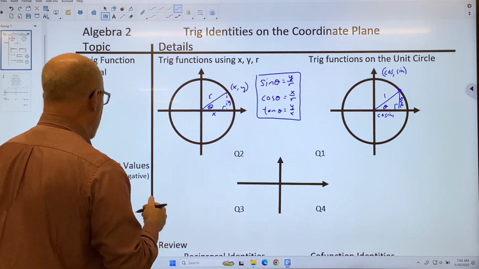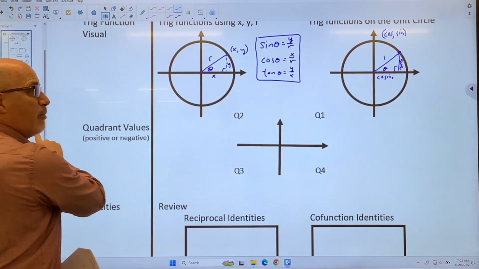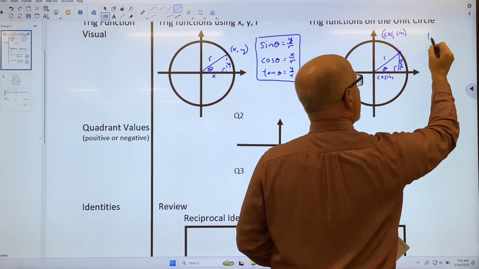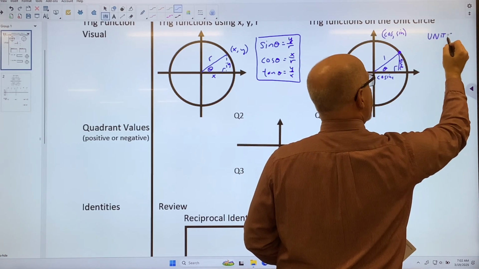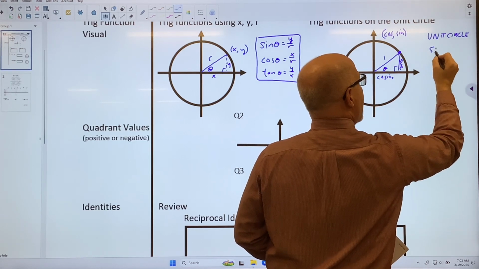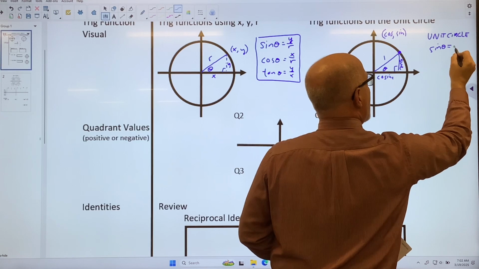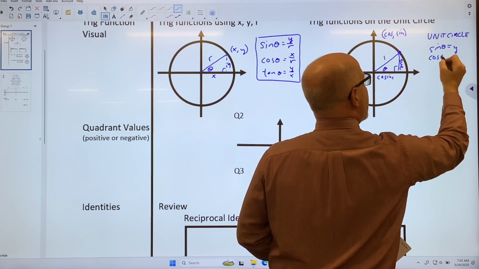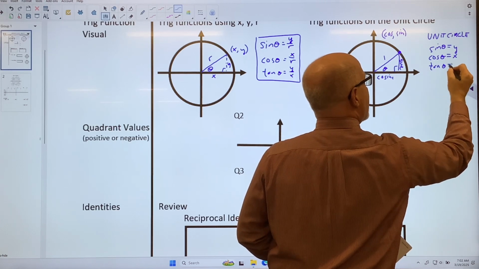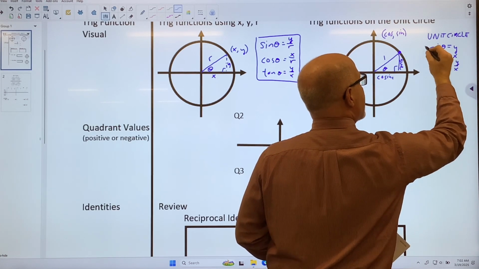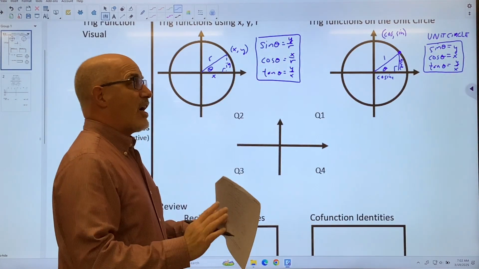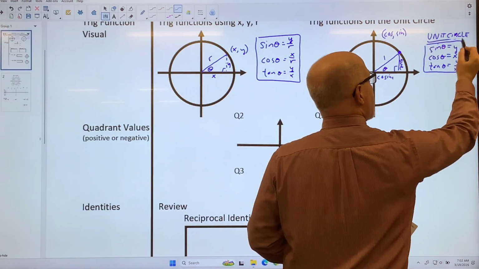So let's go now to looking at our quadrant values. And up here, just a reminder, on the unit circle, I'm going to put here unit circle only because our r is equal to 1. Sine of theta is equal to y. Cosine of theta is equal to x. And tangent of theta is still equal to y over x. Okay? So now we have that on the unit circle. Make sure that's the only time you use that.